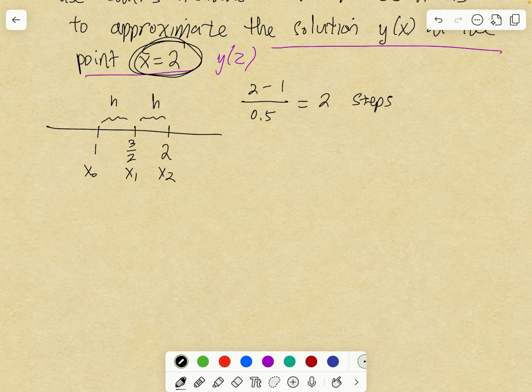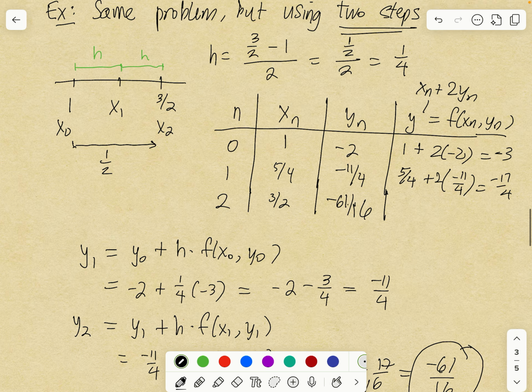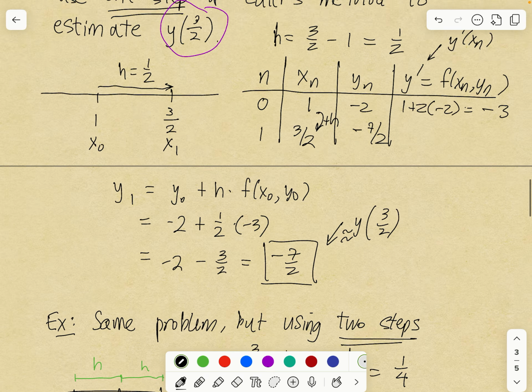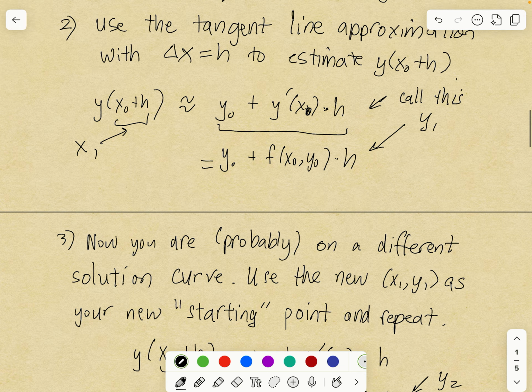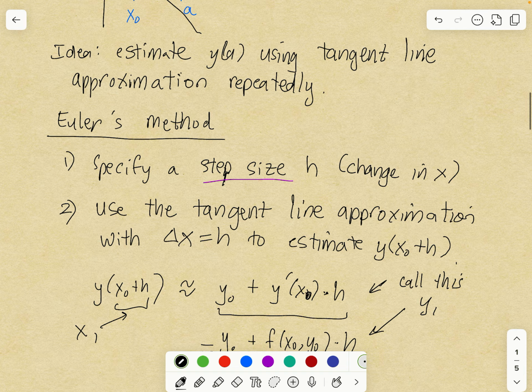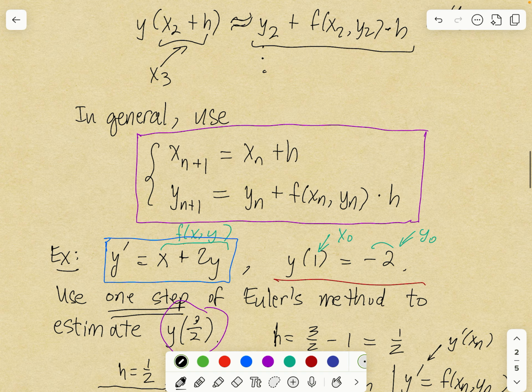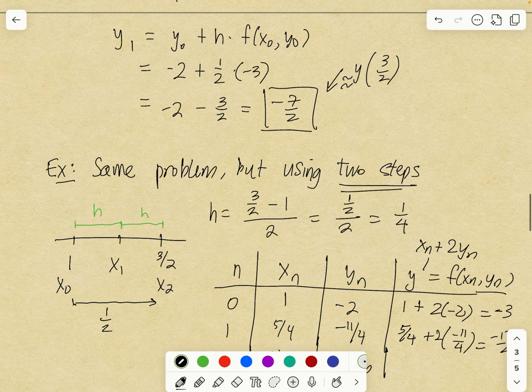Now we're ready to set up, well actually, we're not quite ready to set up Euler's method, because look at the differential equation we have. It's x times y prime equals 3 plus xy. Now to use Euler's method, you have this y prime equals f of x, y. So you need your f of x, y in order to use Euler's method. In the previous example, we had y prime equals x plus 2y. That was our f of x, y.